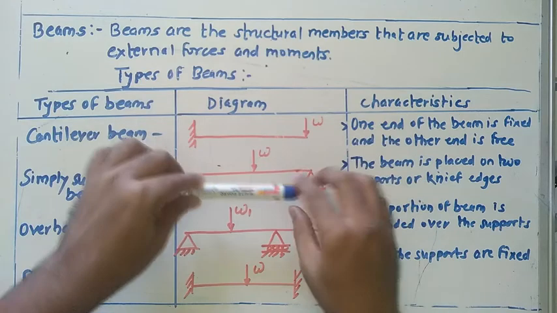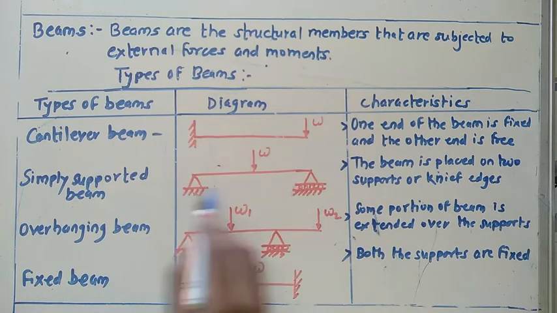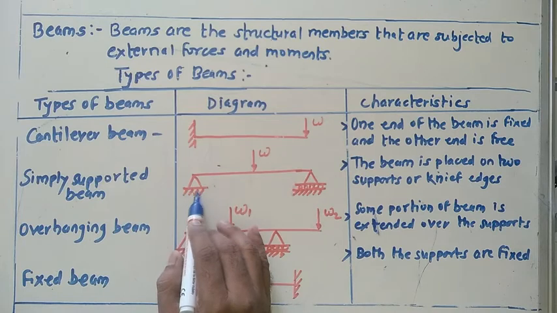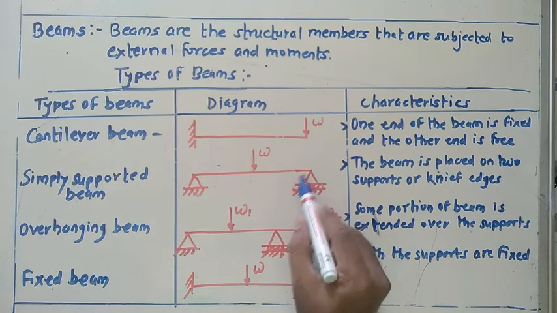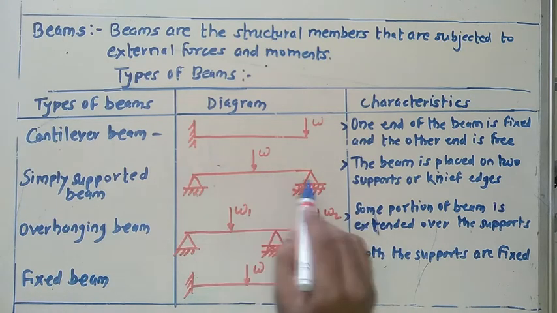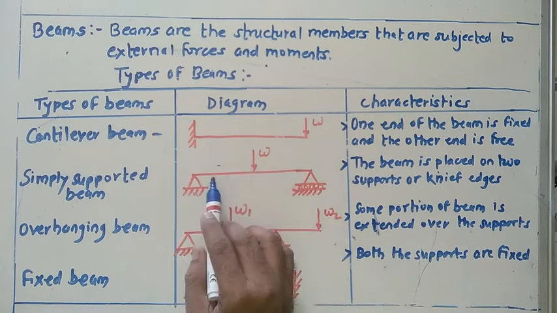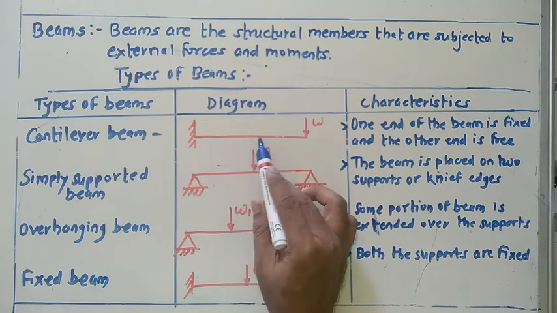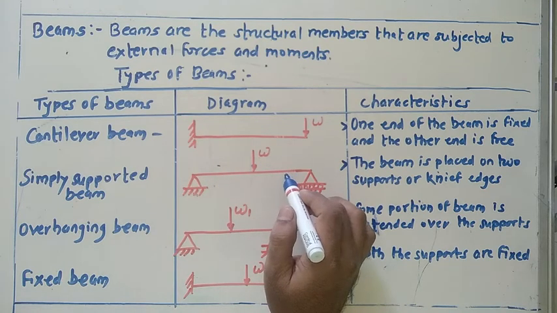Now what about the next one? Simply supported beam. The beam is placed on two supports or knife edges. Here the beam is placed on two supports. One support is given at the left end and another support at the right end. This is known as a roller support. We'll see the information regarding this support in the coming part. Knife edges means sharp edges on which the beam is placed. And as per our earlier discussion, the beam is used to carry external forces and moments.